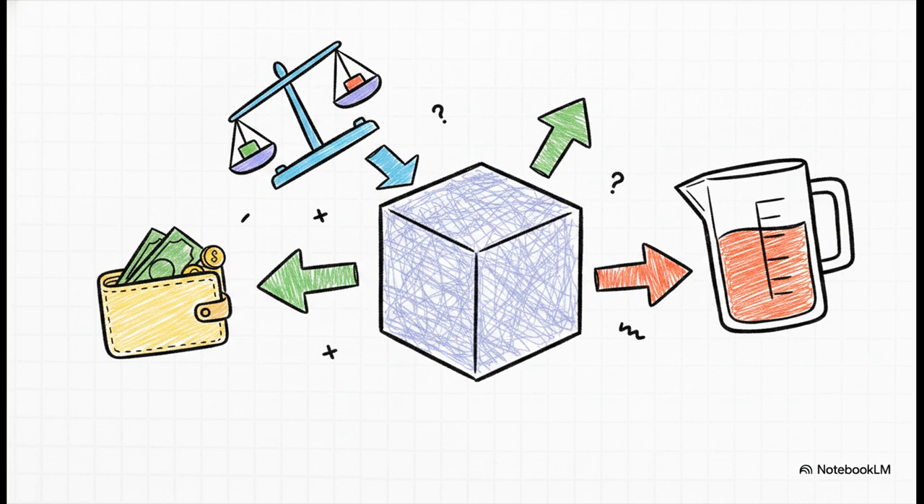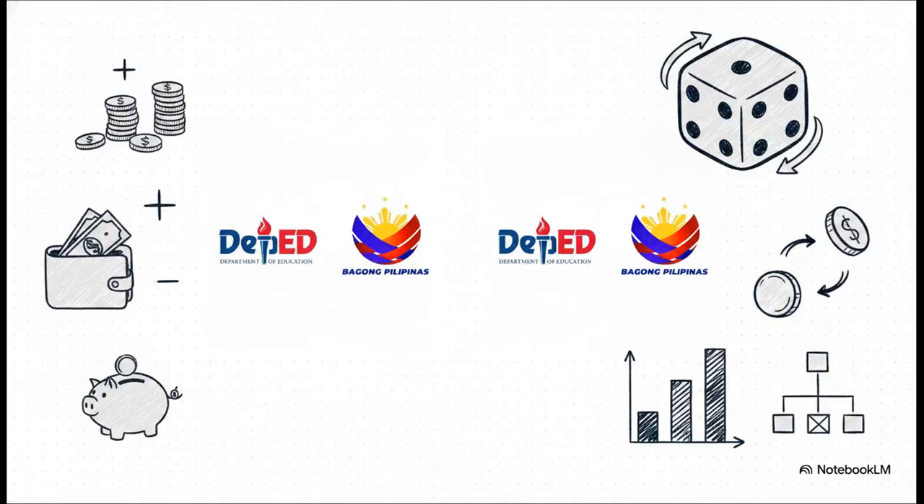The numbers literally step off the page and into their hands. The source material makes it very clear that students aren't just doing theoretical math anymore. They're actively solving practical, everyday problems involving the addition and subtraction of money, both with and without regrouping. And it gets even more interactive than that.